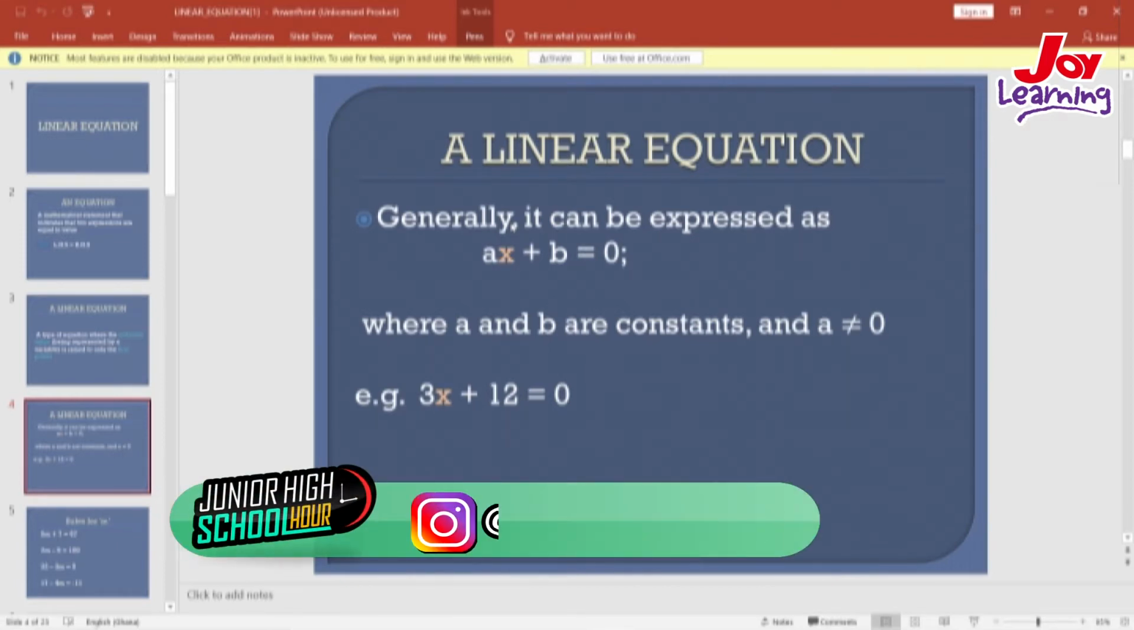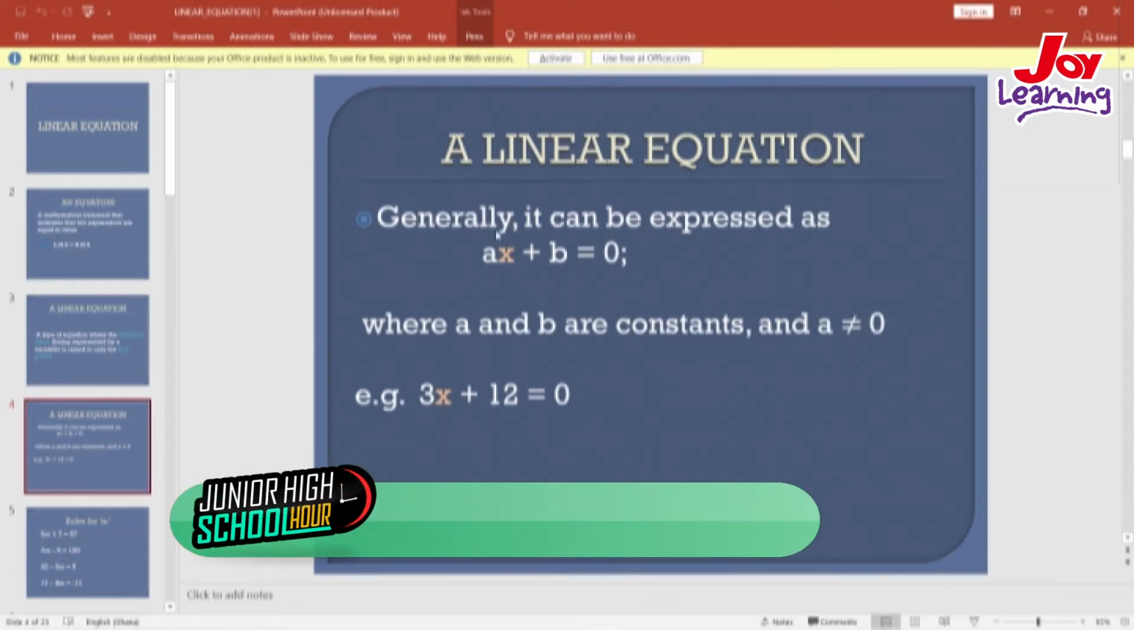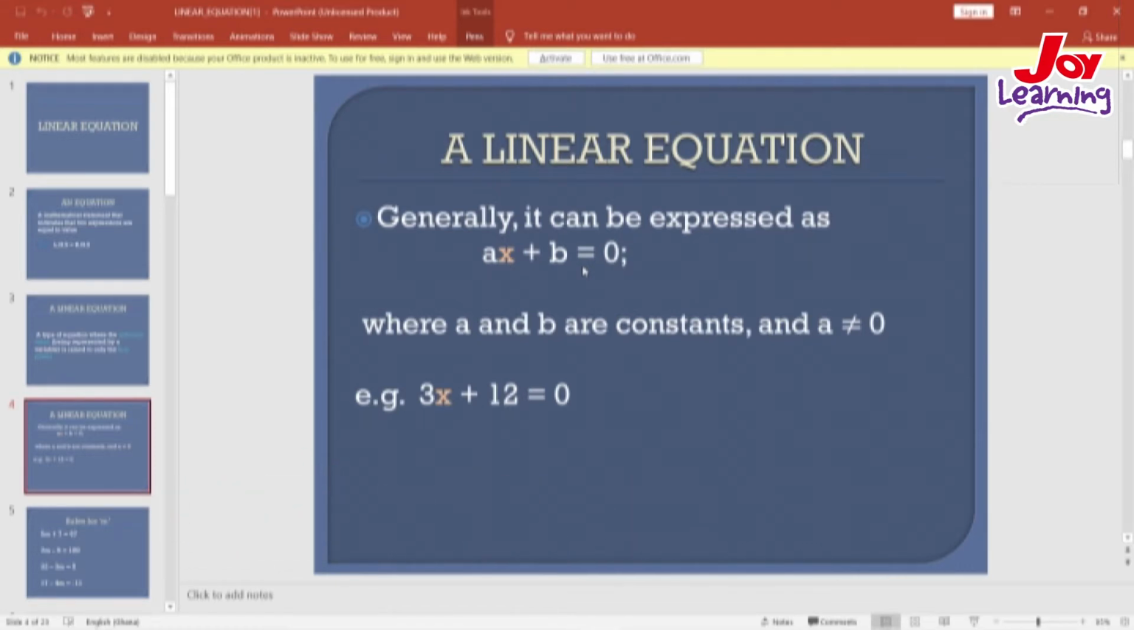You get it? So a has to be an integer. It could be a positive or negative value, but it should not be equal to 0, so that the x is able to stand with its power as 1, plus b equal to 0. An example that we have here is 3x plus 12 equal to 0. This is an example of a linear equation. It could also be expressed as 3x equal to negative 12. We will get to understand why it is so. So 3x plus 12 equal to 0 is an example of a linear equation.